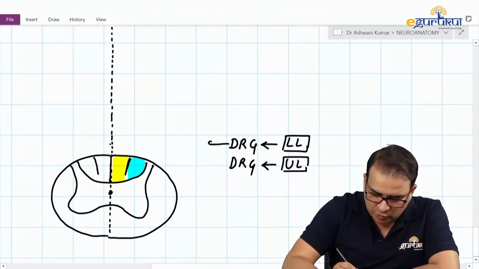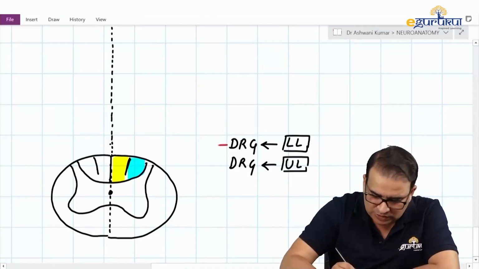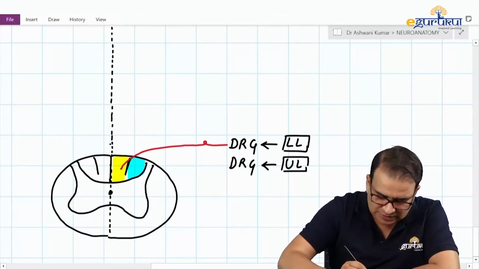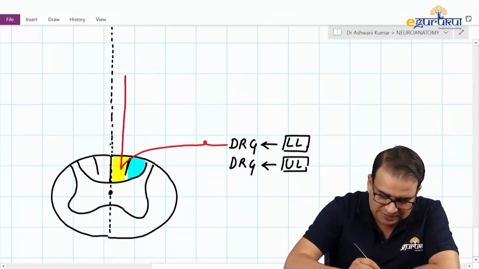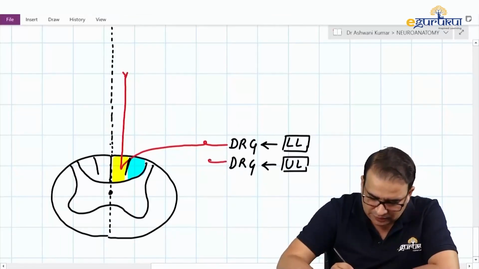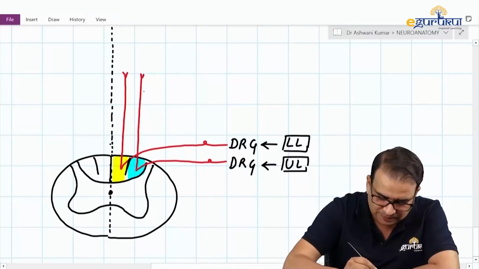Whether it is upper limb or lower limb, the thing that you will notice here is that their first order neuron will start as DRG, which will go directly into the fasciculus gracilis and ascend upward to reach the brainstem. Just the brainstem only, don't go beyond that. And again, for the upper limb also, they will reach the fasciculus cuneatus and ascend upward to reach the brainstem. Let me draw this arrow here.